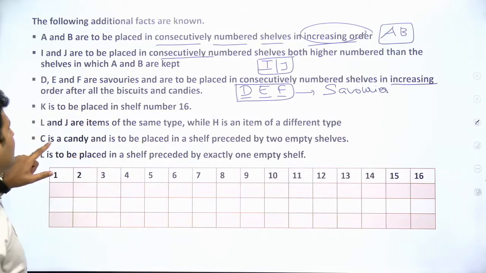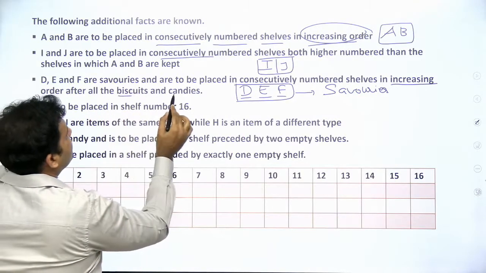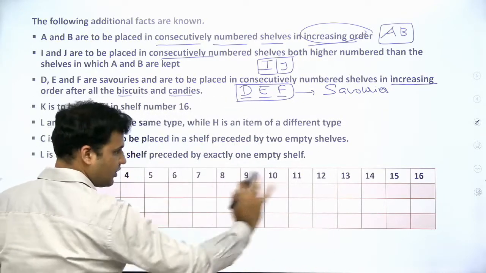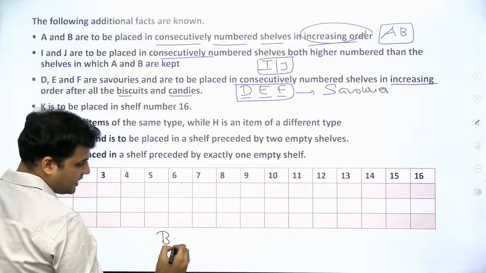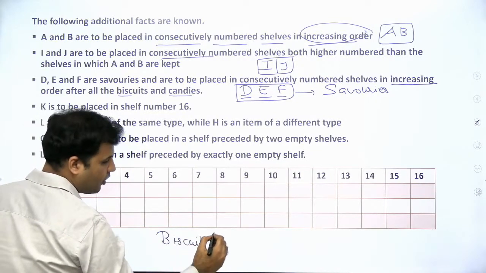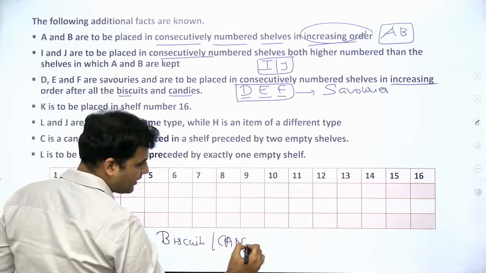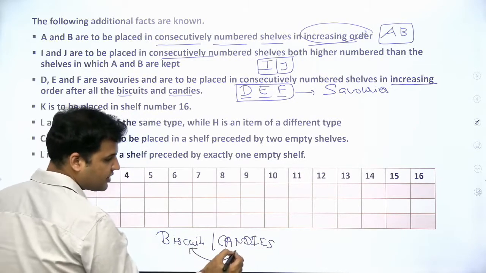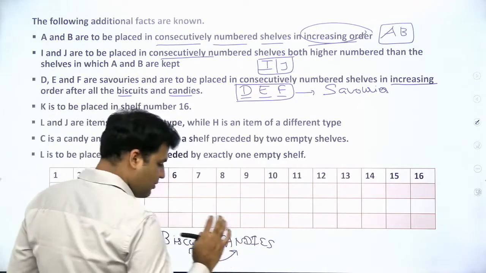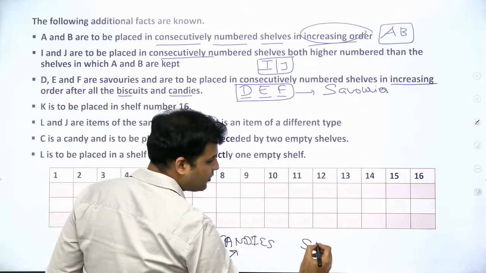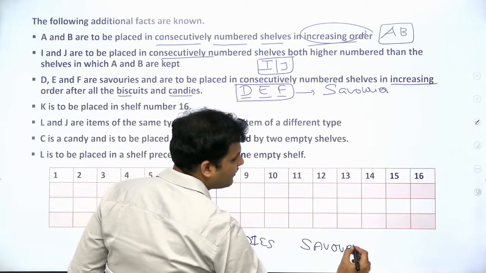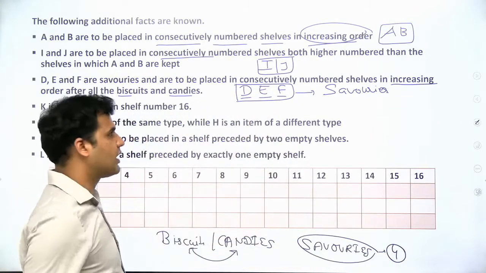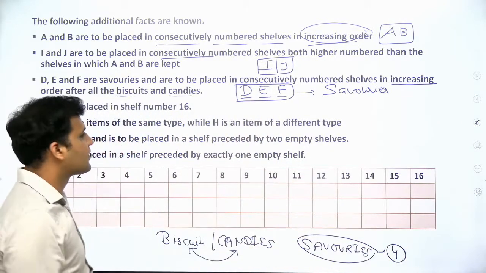And it is also mentioned that they are supposed to be placed after biscuit and candies. That means first on this complete shelf, either biscuits or candies will be coming, right? Now candies can be first and biscuits can be second also, but savories are coming after biscuit and candies. That means the third position will be of savories. And how many savories do we have, guys? We have 4 total number of savories. Out of these 4, 3 are mentioned over here, which are D, E, and F.